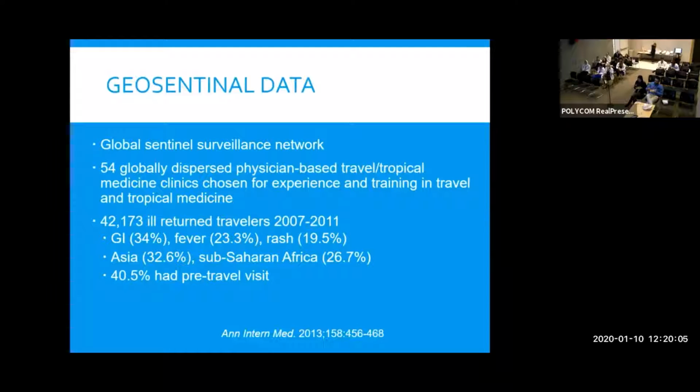And where do they come from? Where are the sick travelers returning from? That is from Asia, mostly Southeastern Asia, 32%, Sub-Saharan Africa, 26%, and those are the most common areas. Of note, we found that about 40% of people do not have a pre-travel visit prior to travel to get either chemoprophylaxis or vaccines, which is a very high number.